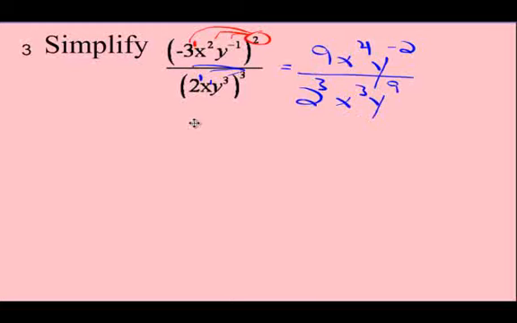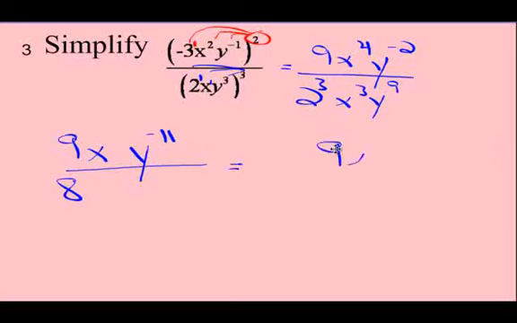Let's start to clean some of this up. I know this is 9, and 2 to the 3rd is going to be 8. Next thing we start to do is our subtraction, so 4 minus 3 is x to the 1st power, and negative 2 minus 9 is y to the negative 11th. So it looks like we have some things to move around. I have x and 9 are going to stay put, 8's going to stay put, y to the negative 11th, see you later alligator, going downstairs, there you be.